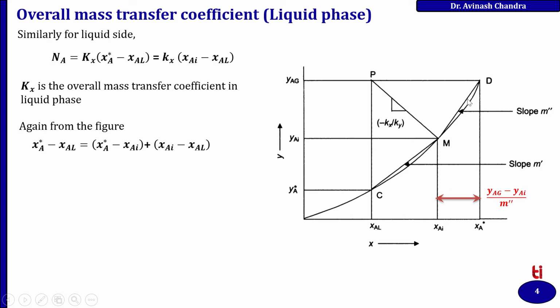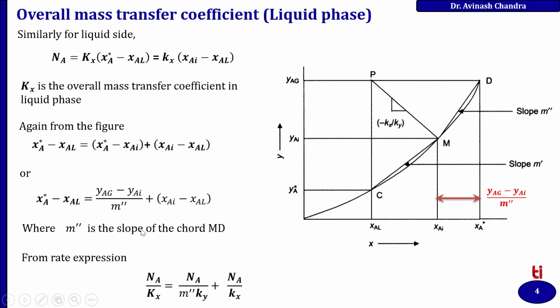If M double dash is the slope of this line, the horizontal component of this line will be YAG minus YAI upon M double dash. So we can replace this distance by this quantity, plus XAI minus XAL. That is, YAG minus YAI upon M double dash plus XAI minus XAL, where M double dash is the slope of chord MD.